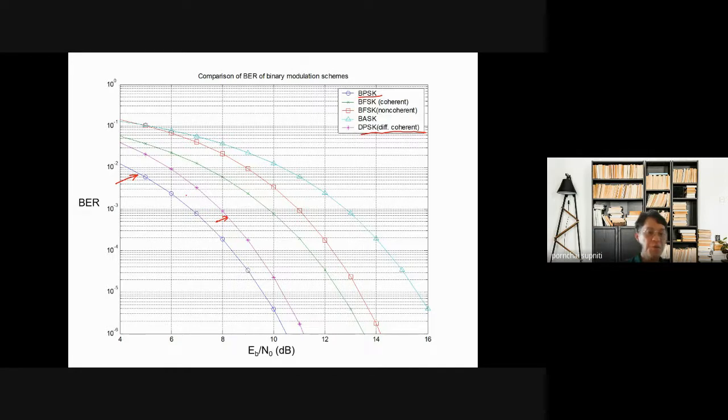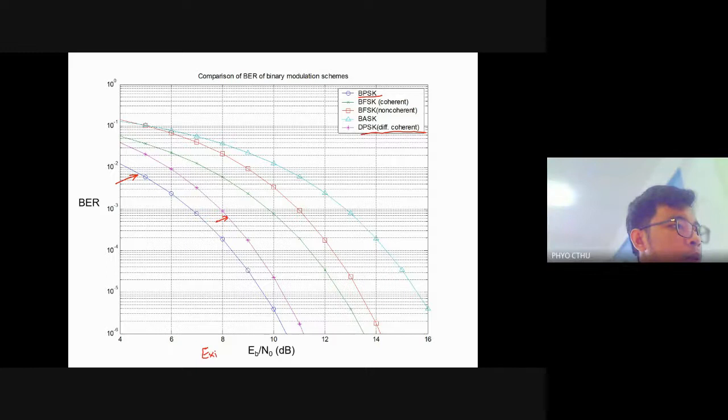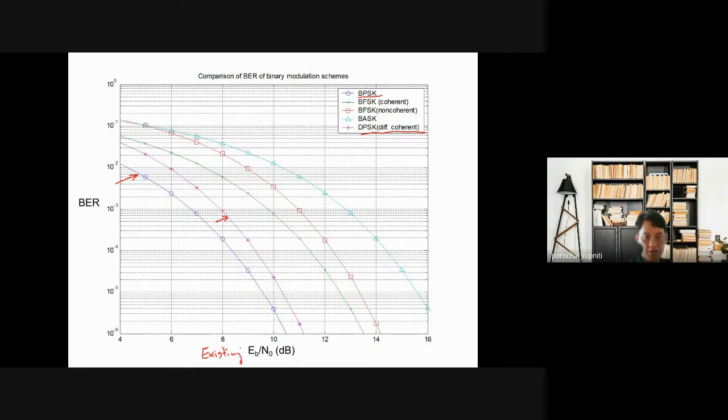Okay, normally when we look at the bit error rate, in terms of bit error rate, which line is the best, the left or the right? Can you guess? When we look at different bit error rate curves like this, which line is the best, the leftmost or the rightmost? The leftmost. Yeah, it has to be the leftmost.